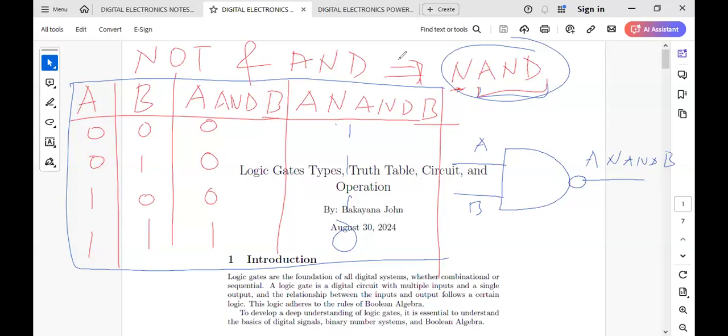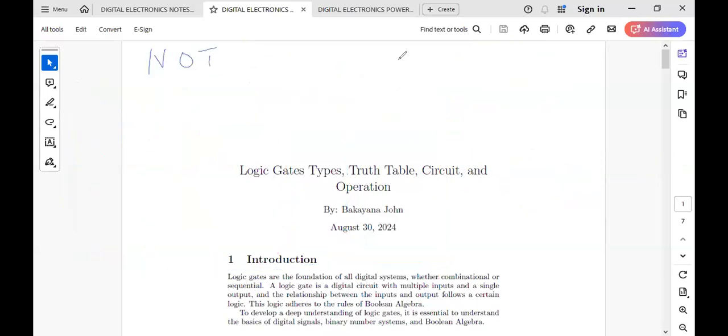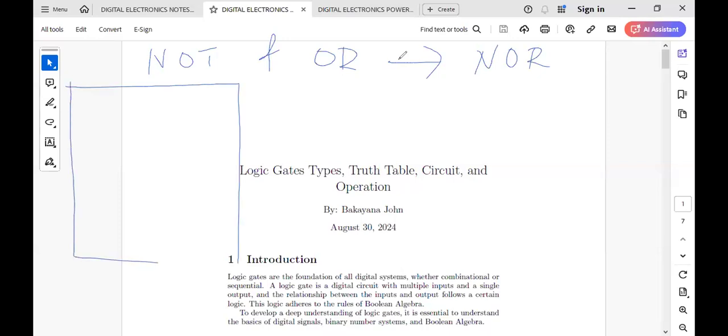Let's now see what happens if I combine NOT and OR. NOT and OR gives a very interesting result. Who can guess? NOR. And how do we come up with this kind of gate?